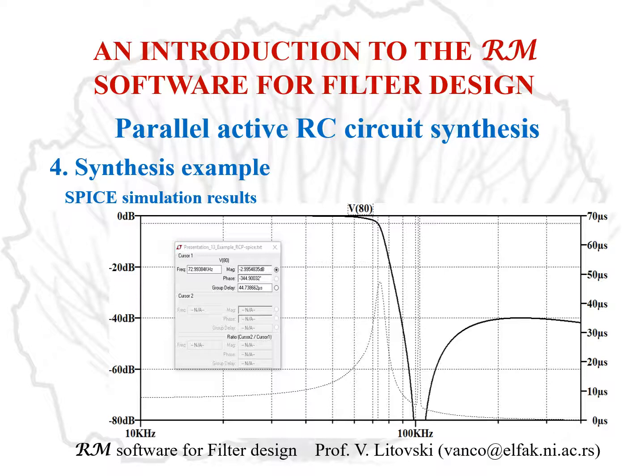So we have a wide gap of attenuation around 100 kilohertz, but nevertheless the passband is at 73 kilohertz, and here is the inset, which is showing where the cutoff frequency is. This is the passband, and there is no need for much elaborating on this example. That will be, in fact, all for the parallel active RC filter synthesis.